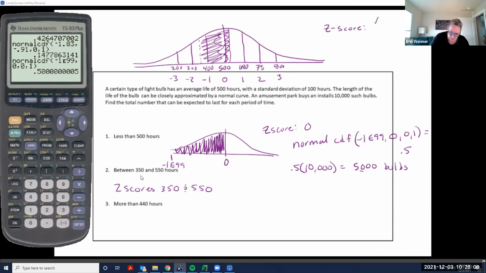Now remember, to find the Z-score, we have X minus X bar over the standard deviation. So that means we're using X equals 350 and X equals 550, a mean of 500, and a standard deviation of 100. So I want you to find the Z-score for 350 and find the Z-score for 550 and send those to me in a direct message.